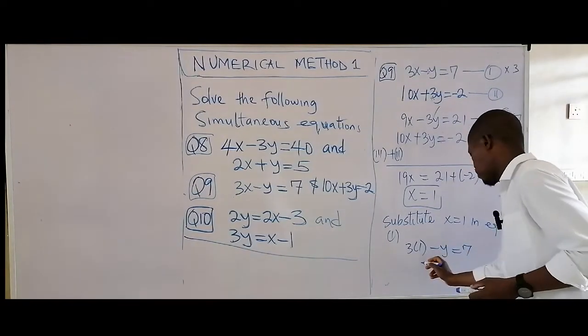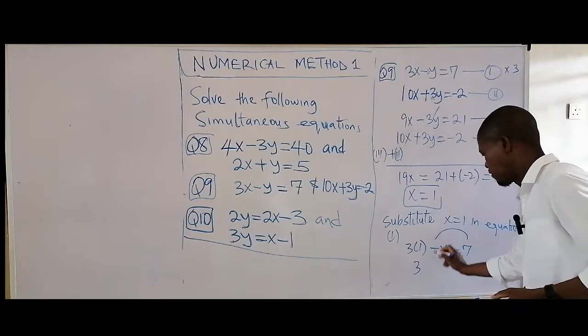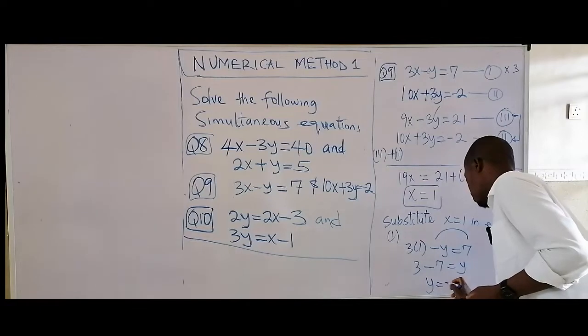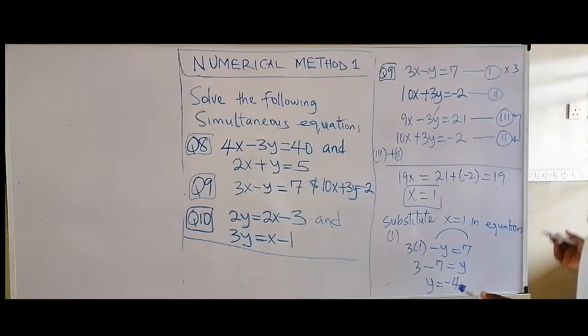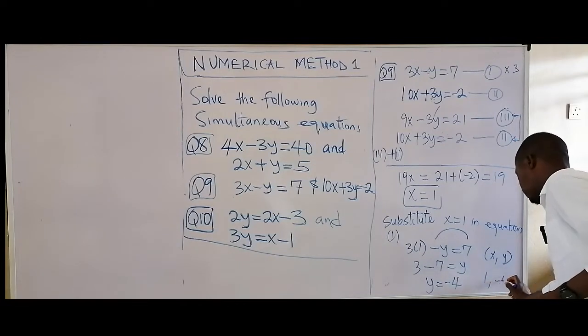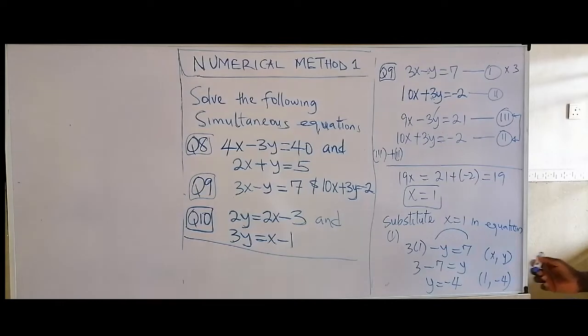So that will be equal to 3. Move this 7 to the left side. Minus 7 equal to y. So y is what? Minus 4. So that's finished. If you want to write it in the form of xy coordinates, that will be equal to 1 comma minus 4. So that one is done for question 9.